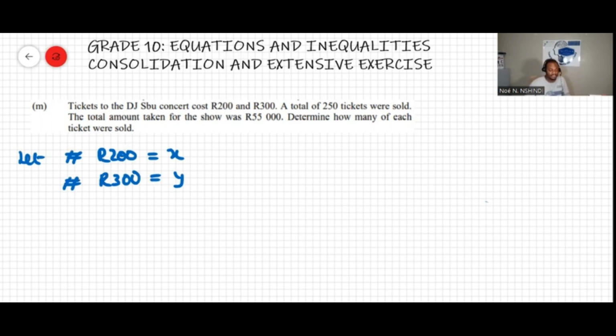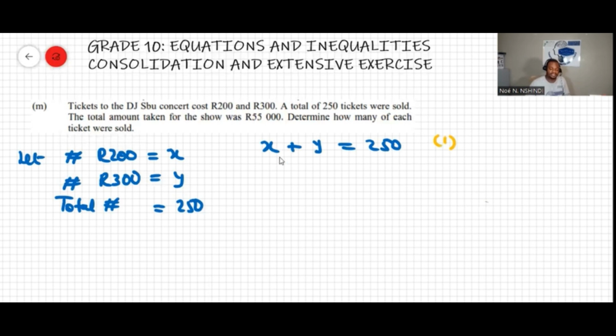Now the total number of tickets is 250. From here we can make an equation. So this means that x tickets of 200 Rand plus y tickets of 300 Rand makes 250 tickets. We can call this equation 1. Now we can also make another equation by looking at the total amount.